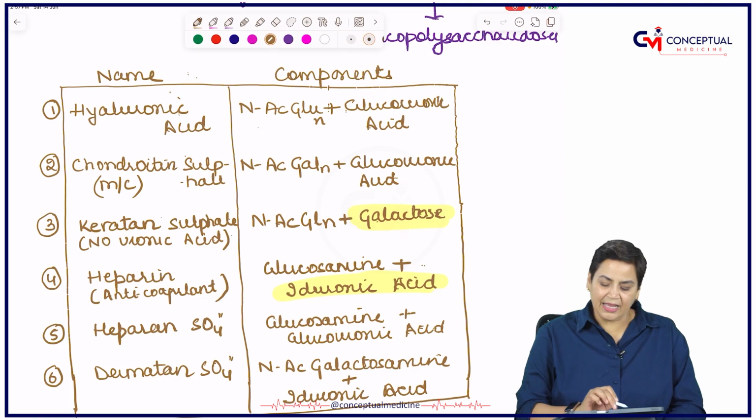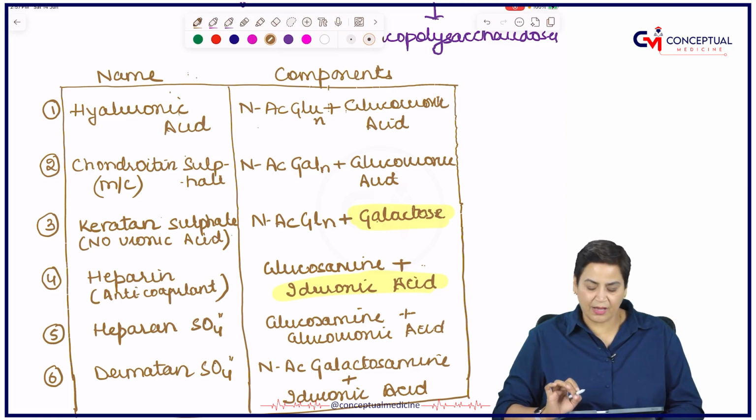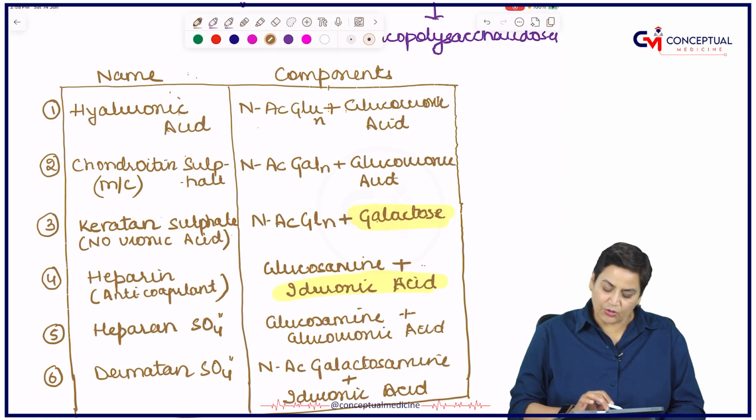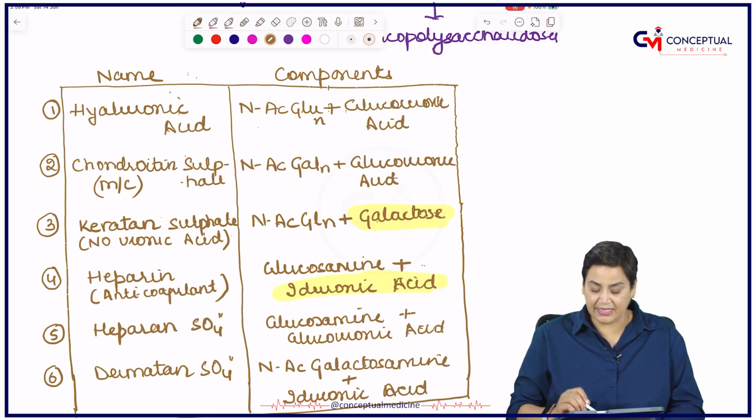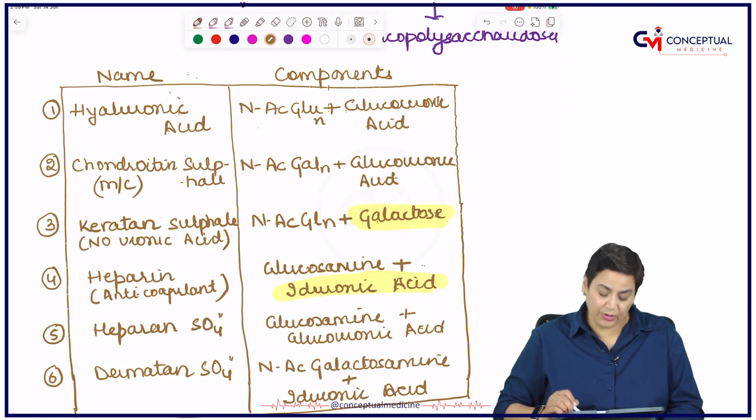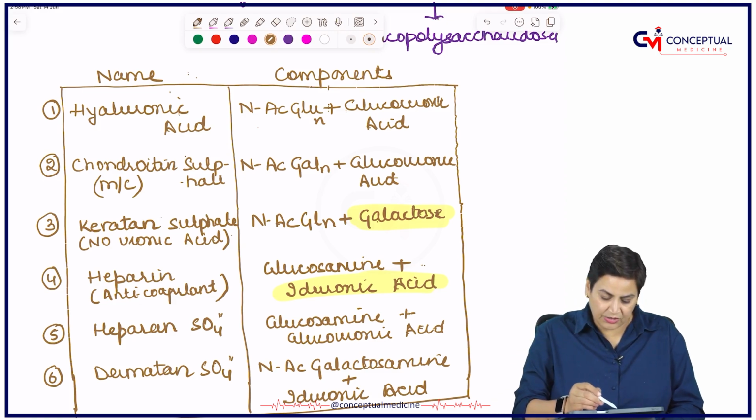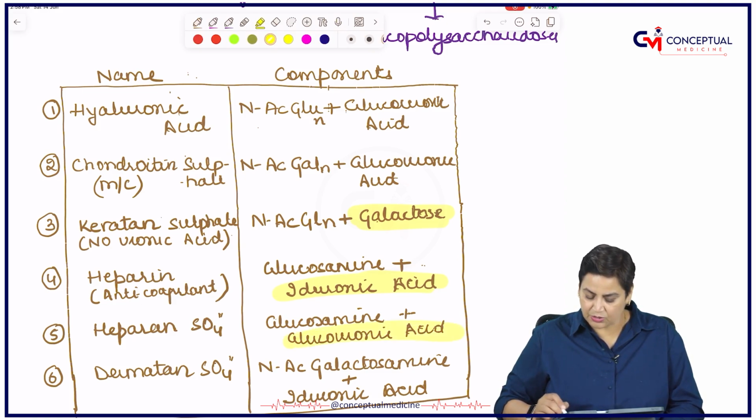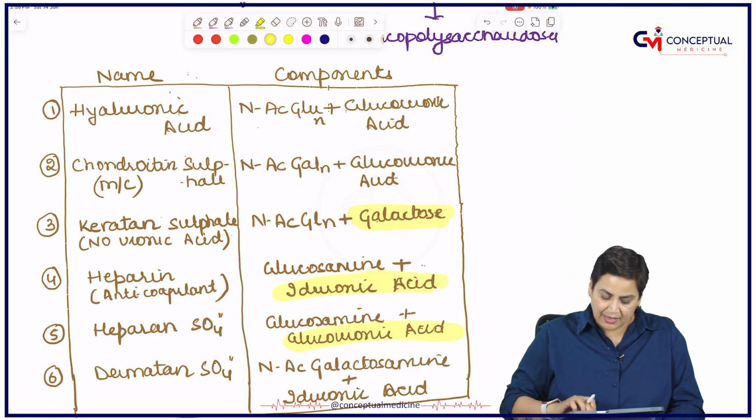Okay. So, I can say hyaluronic acid has N-acetyl glucosamine and glucuronic acid. Chondroitin sulfate, which is considered the most common mucopolysaccharide, has N-acetyl galactosamine and glucuronic acid. Keratan sulfate has N-acetyl glucosamine and galactose. No uronic acid is there. Heparin has glucosamine and iduronic acid. Heparan sulfate has glucosamine and glucuronic acid. So, this is one of the differences between heparin and heparan sulfate. These are the important ones.